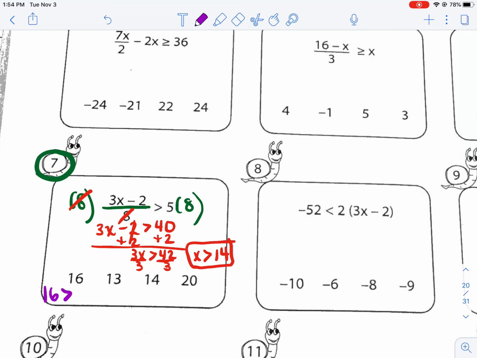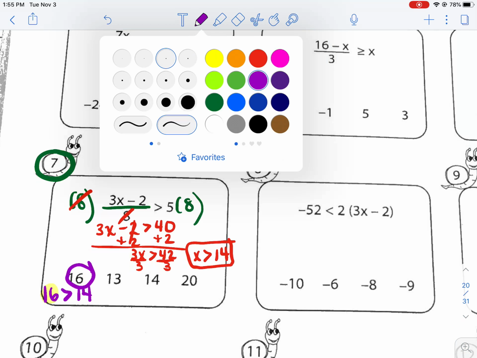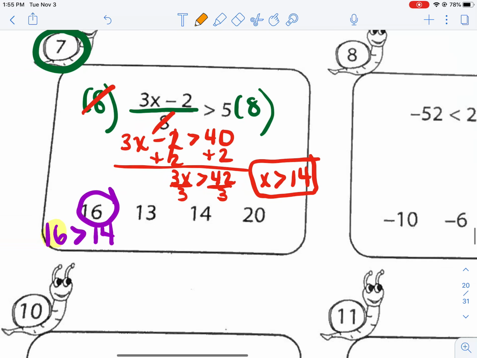Is 16 greater than 14? Okay, so again, the bigger number is 16 and it's facing the open part, so that's true. Let's change the color. Let's check this one. Is 13 bigger than 14? Well, here's the bigger number. It's not facing the open part, so that is not true.